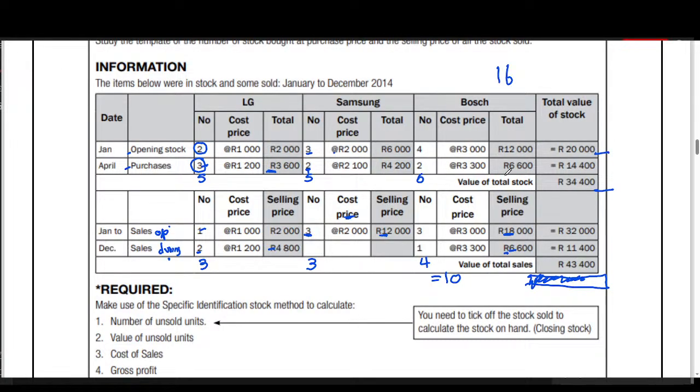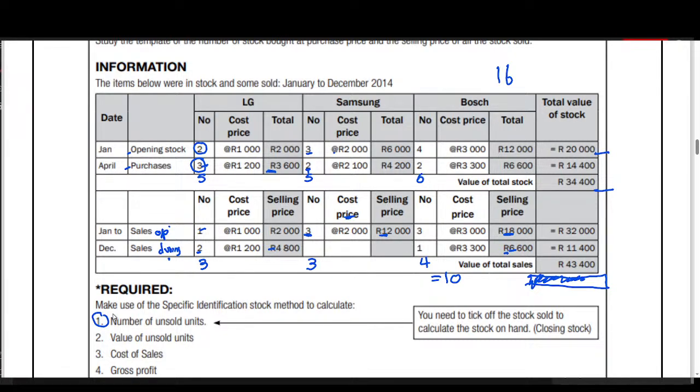You see, what have I done? I have analyzed the information. Now I can go to answering the questions. I can go answer the questions because I understand the information that is presented. Okay? Right. The first question, number 1.